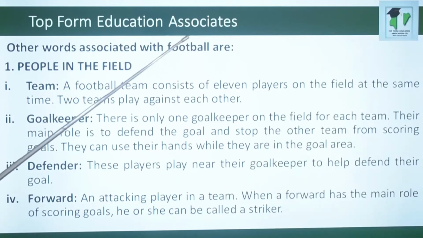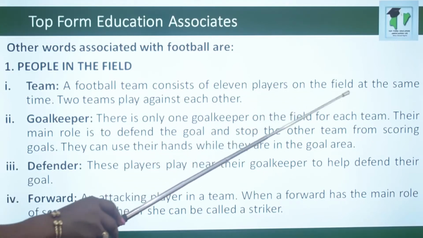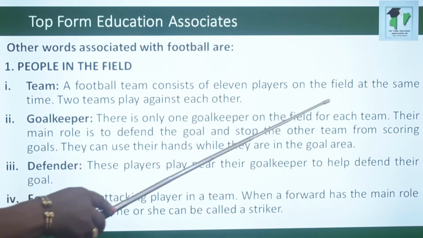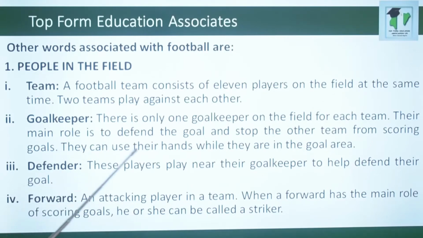Other words associated with football are words associated with people in the field. 1. Team. A football team consists of 11 players on the field at the same time. 2 teams play against each other. 2. Goalkeeper. There is only one goalkeeper in the field for each team. Their main role is to defend the goal and stop the other team from scoring goals. They can use their hands while they are in the goal area.